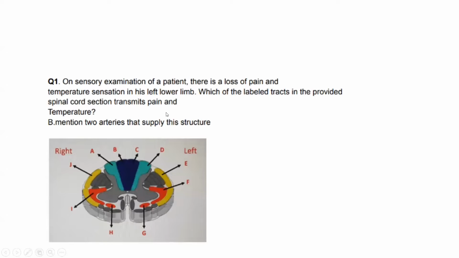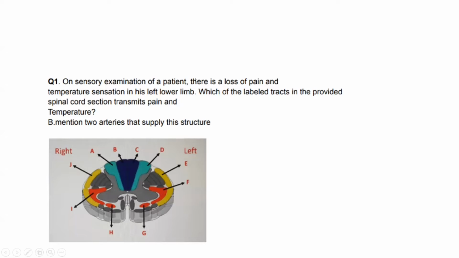So, first off, we have a bit of an OSCE question. We have the sensory examination of the patient. We have loss of pain and temperature in the left lower limb. Which of the labeled tracks provided transmits pain and temperature? That's question 1. Question 2 is mention 2 arteries that supply this structure. All right, just give you guys a second to have a think.